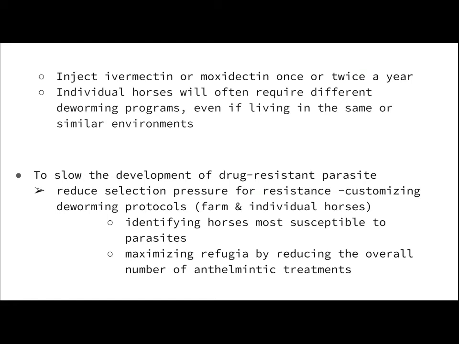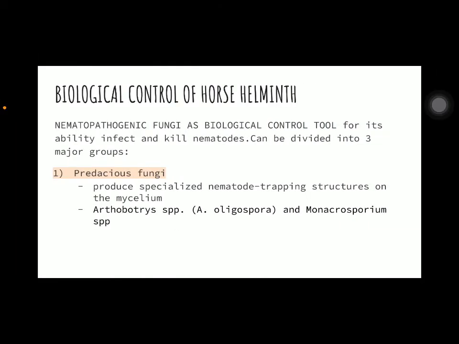Refugia refers to any portion of a population that is not exposed to a selection pressure for genetic change. So if the refugia is greater, there will be a greater reservoir of susceptible genes and less resistance in the gene pool. So the next part is the biological control of horse helminths.